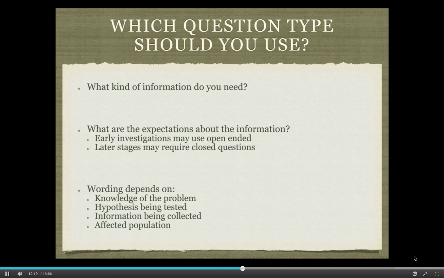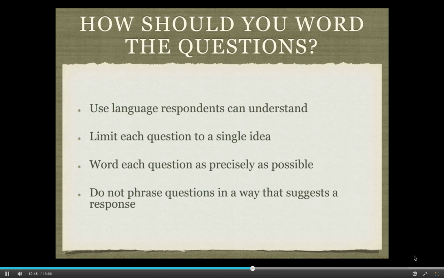The wording depends on the knowledge of the problem, the hypothesis being tested, the information being collected, and the affected population. And it is key that you study your population. If it's a population in which there is low literacy level, you want to make sure that your question is very simple. Okay? If you're asking questions of a technical population, let's say you're asking a survey among healthcare workers, you would be careful also to ensure that you're asking them specific questions that might meet their own definition of what those terms mean.